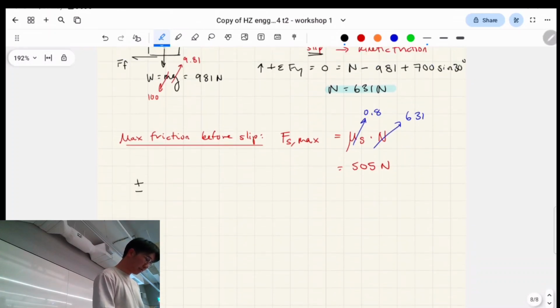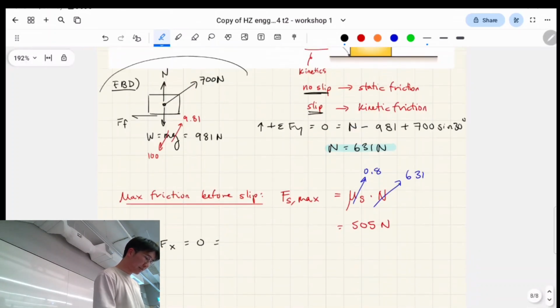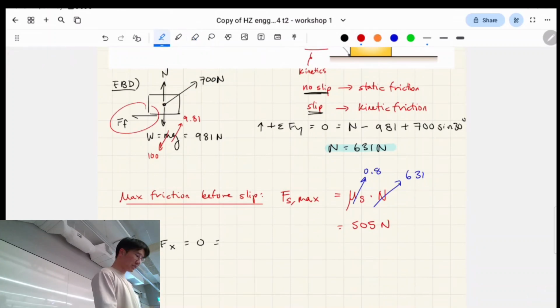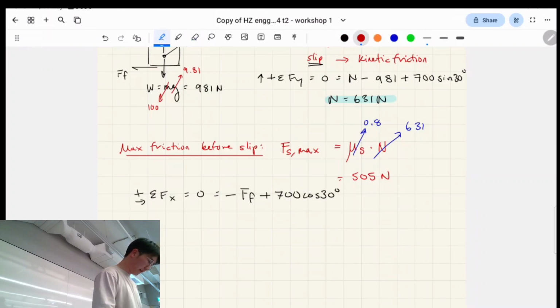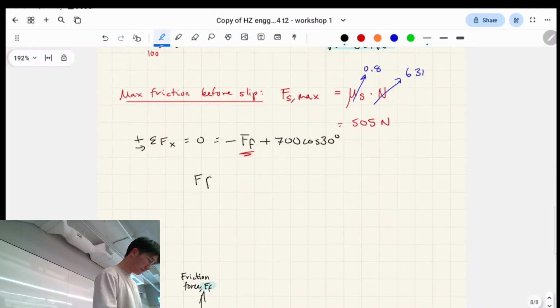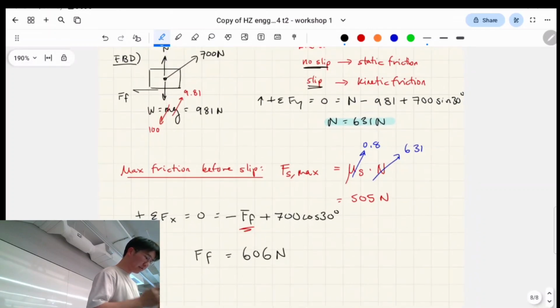And next we're gonna take the horizontal sum of the forces. Okay, so if we look at our free body diagram again, what does this mean? This means that we're only gonna look at the friction force and the horizontal component of the pulling force, right? So that's exactly what we'll do. Basically, that leaves us with only one unknown that we can solve for, right? Yeah, 606 newtons.